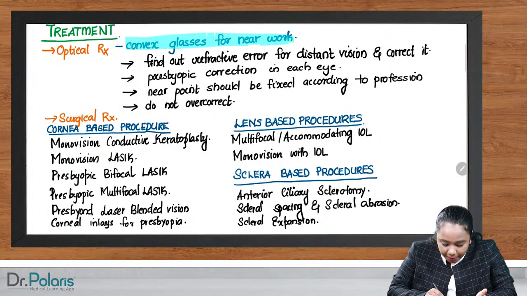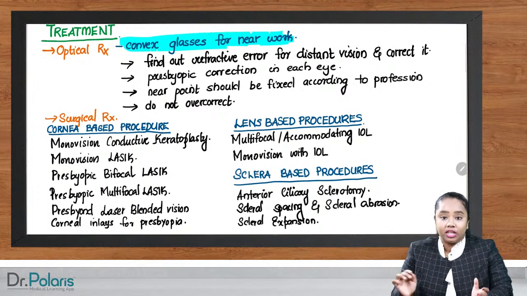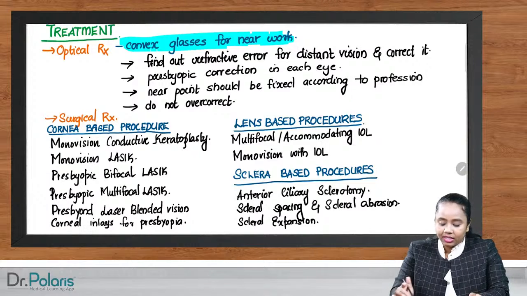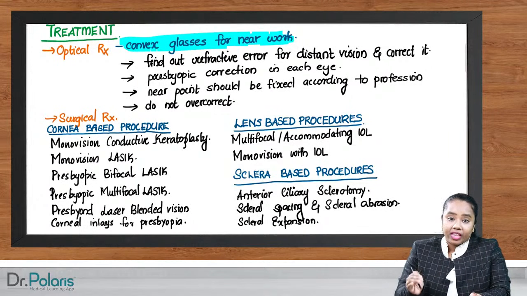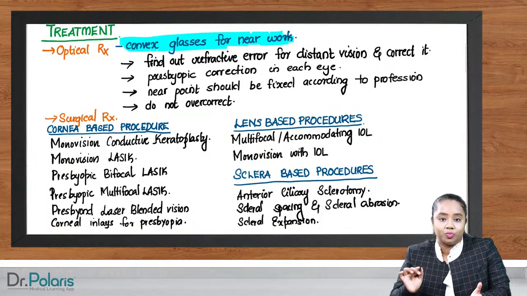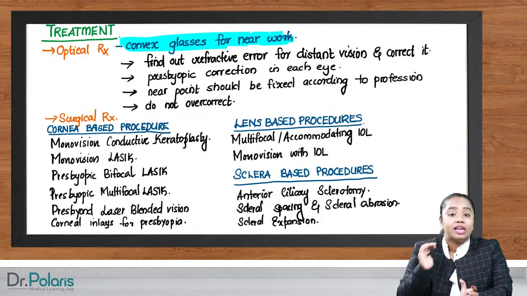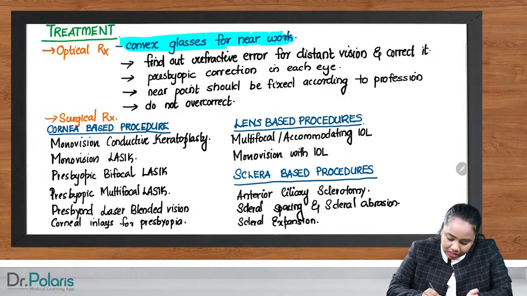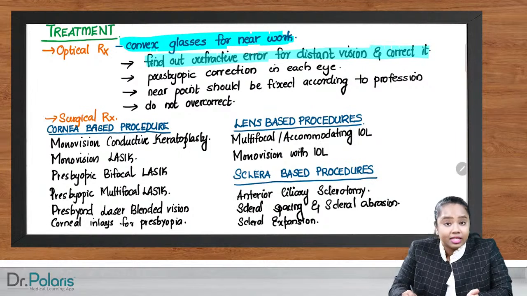Now, when you prescribe convex glasses for the near work of the patient, always keep some points in your mind. That is, always see if any refractive error is present for the distant vision of the patient also. It's not only about the near vision. Check if there are distant vision problems. If there are refractive errors with the distant vision of the patient, then that should also be corrected. So, find out the refractive error for any distant vision as well as correct it.